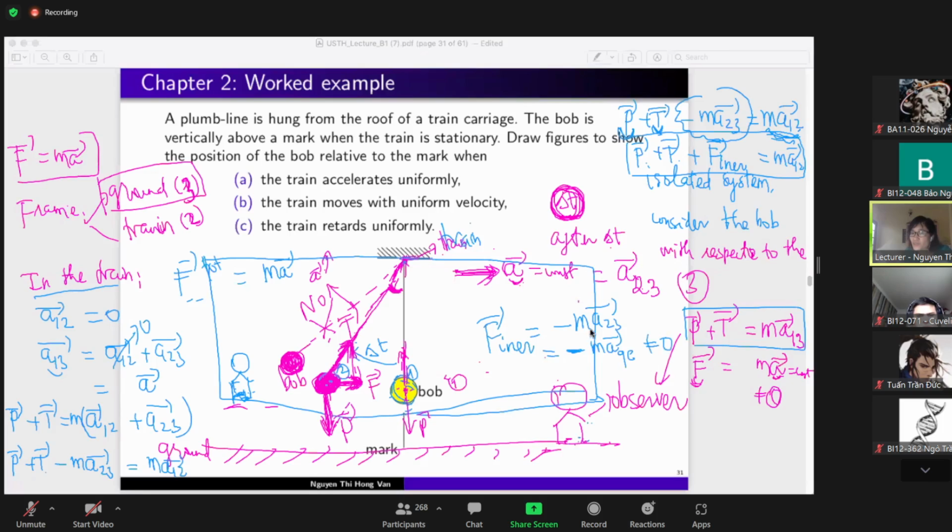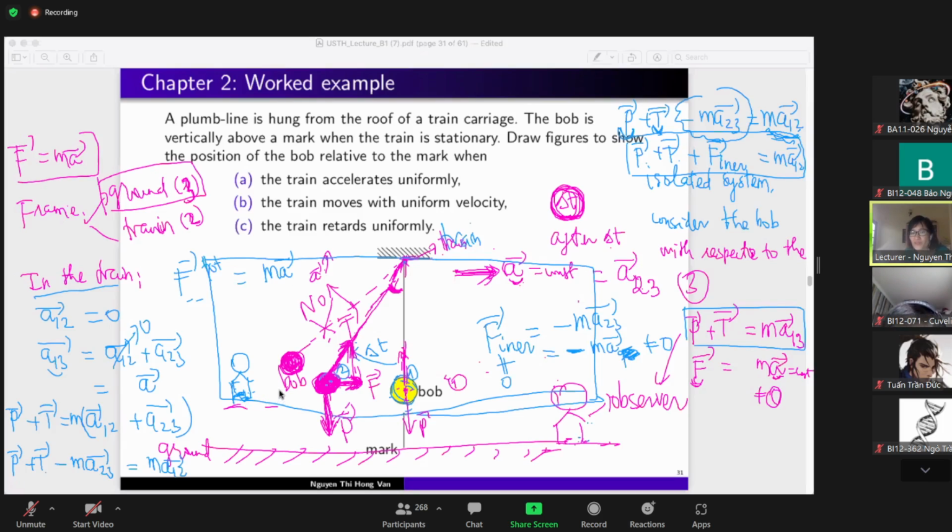In case this one is not zero, it's m a. Okay, a not zero, so this force is not zero. If this one is zero, it means the train is not accelerating, then you don't have this force appear. And in this case, you say that the frame of the train is inertial with respect to the ground. Otherwise, if it has acceleration, it is accelerating, and now the frame of the train is not inertial anymore.